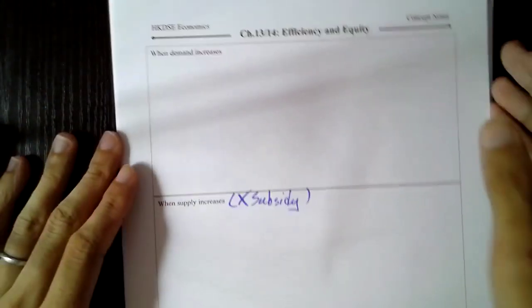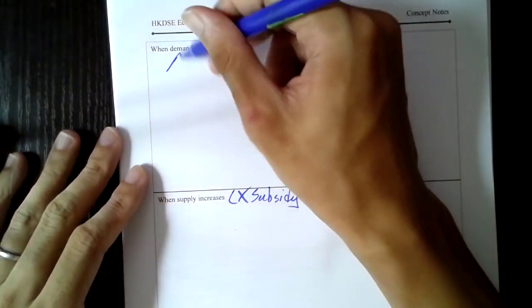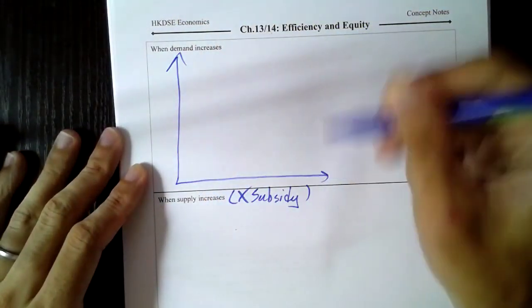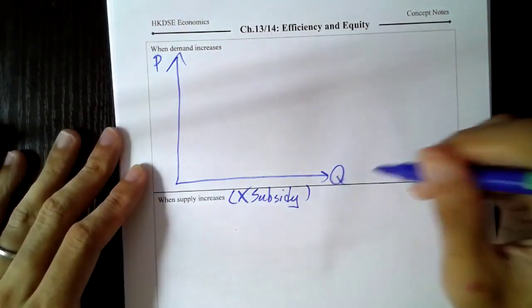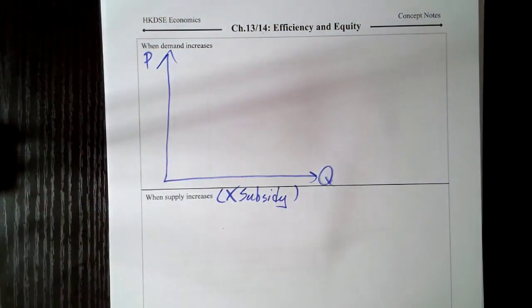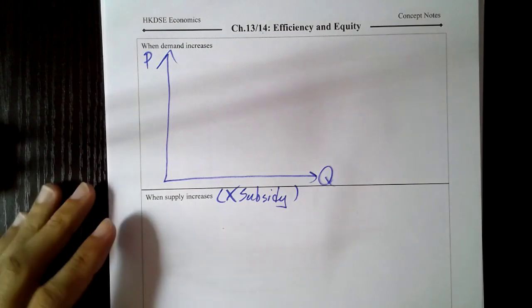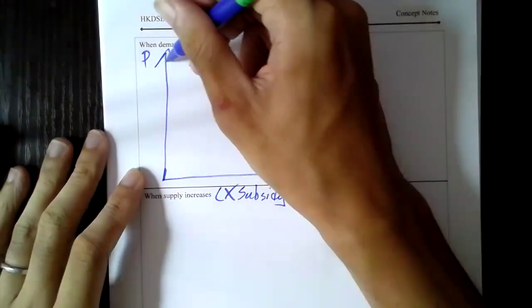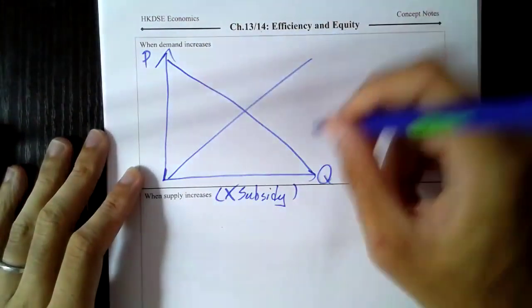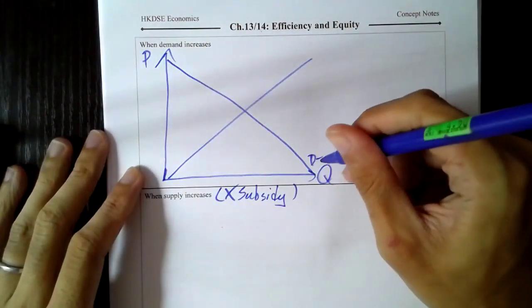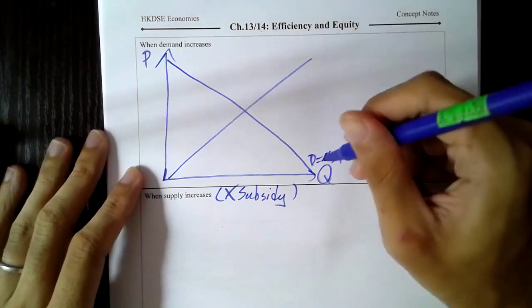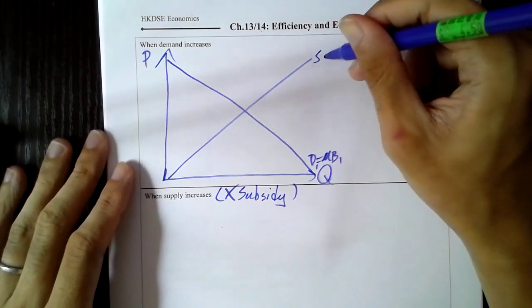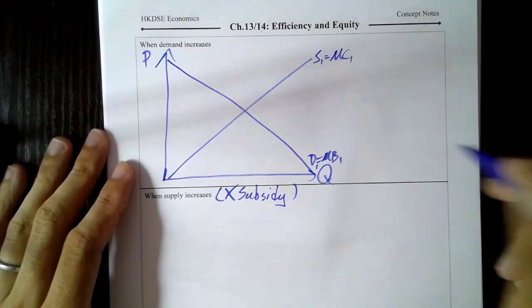Okay, here we go. Now, again, let's just use the graphical approach, and then I will tell you a very efficient way, a very quick way to identify what is going on here. Here we have our demand equals to MB1, D1, and this one, supply 1, equals to our MC1.